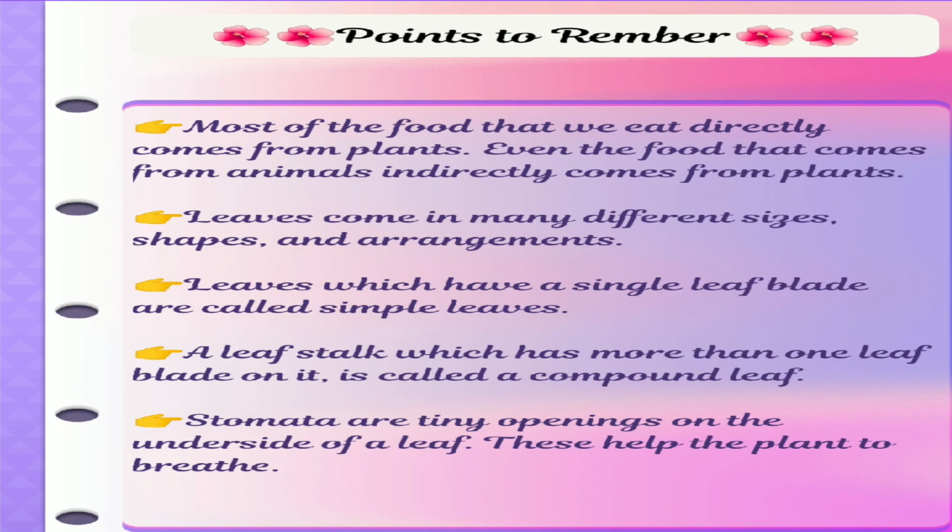Listen, children, plants are called special. Why? Because they do not have to look for food as they make their own food. Most leaves are green, thin and flat. See why the leaves are green in color. The leaves are green in color due to the presence of a substance called chlorophyll.